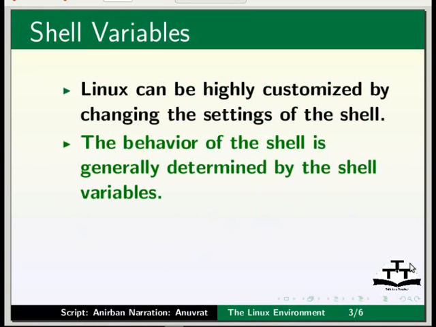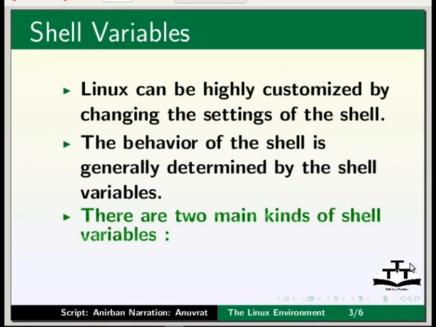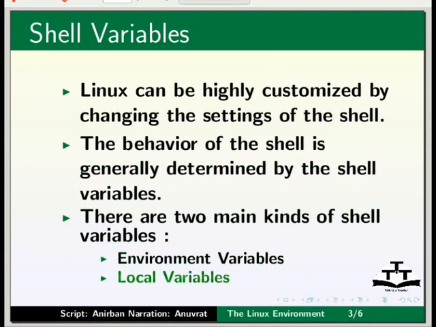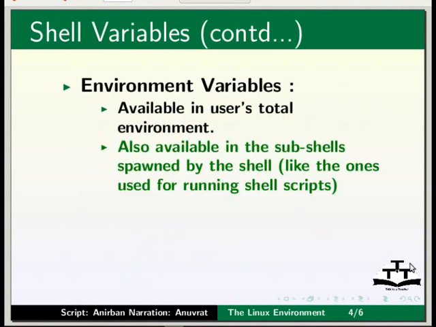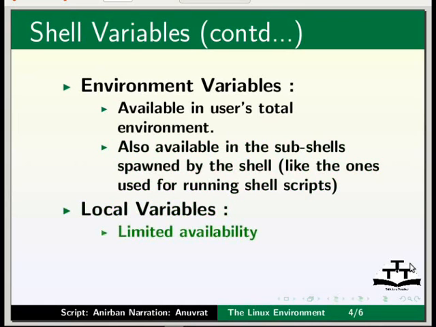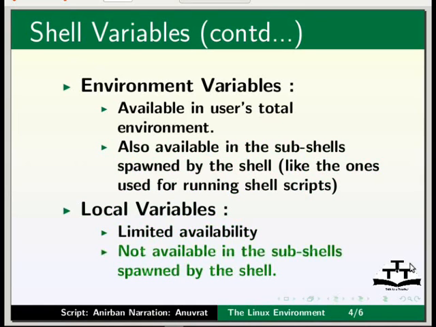The behavior of the shell is generally determined by the shell variables. There are mainly two kinds of shell variables: environment variables and local variables. Environment variables, named so because they are available entirely in the user's total environment. These are also available in the subshells spawned by the shell, like the ones for running shell scripts. Local variables, as the name suggests, have a more restricted or limited availability. These are not available in the subshells spawned by the shell.